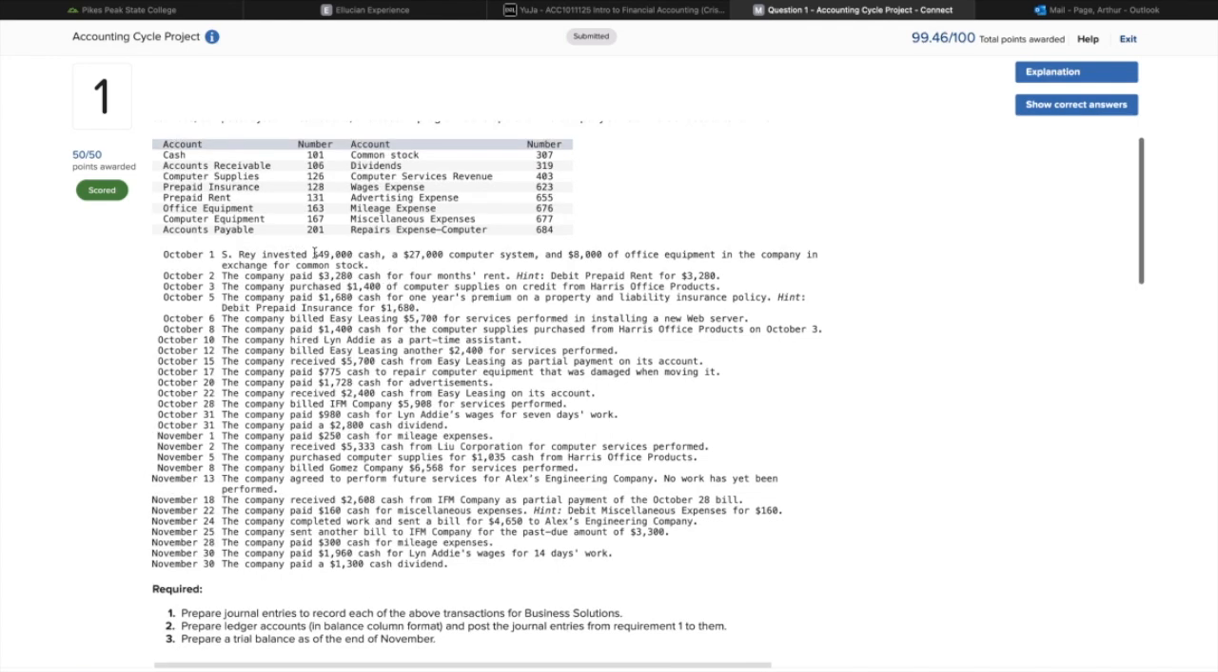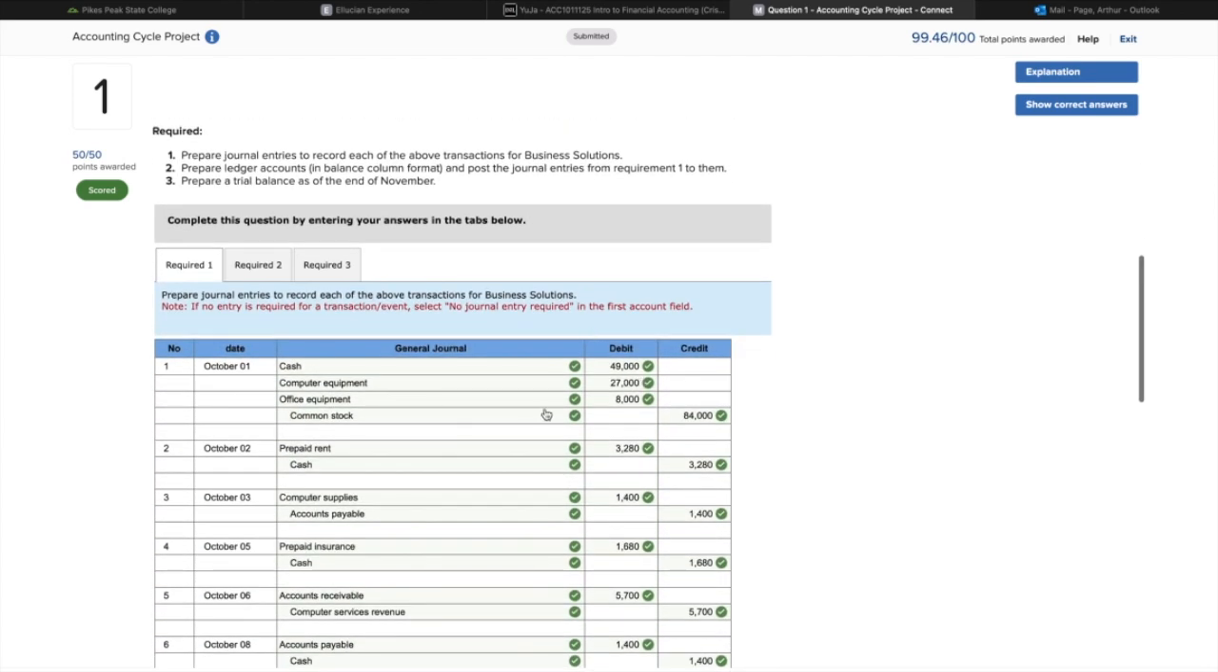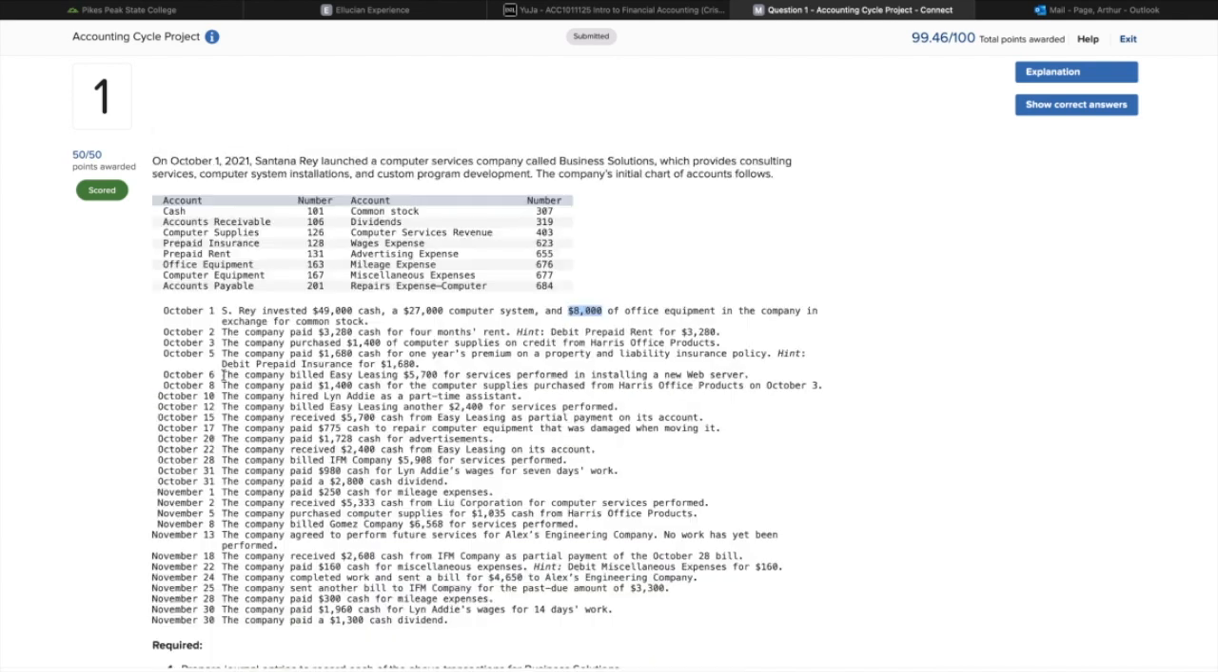October 1st, Santana Ray invested 49,000 cash, 27,000 computer system, and 8,000 in office equipment in exchange for common stock. So we're going to debit cash since we are increasing that asset. Debit computer system for 27,000, debit the 8,000 office equipment. Then we're going to credit common stock. And the reason we credit that is because we're increasing on that side and we're increasing our debits on this side. Everything's in balance.